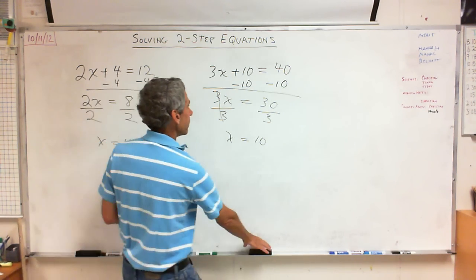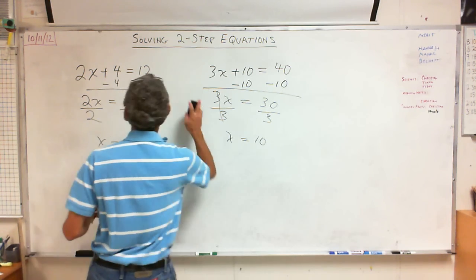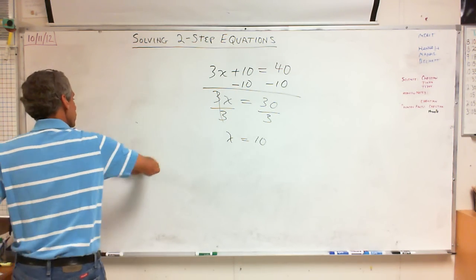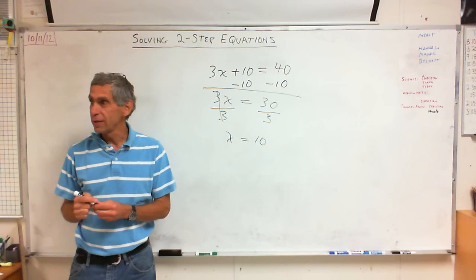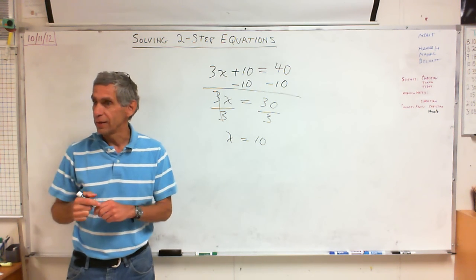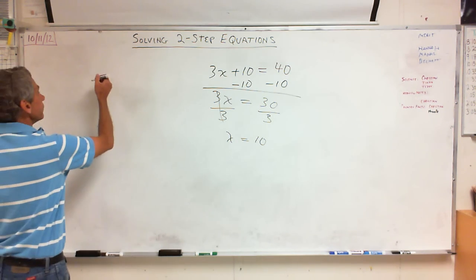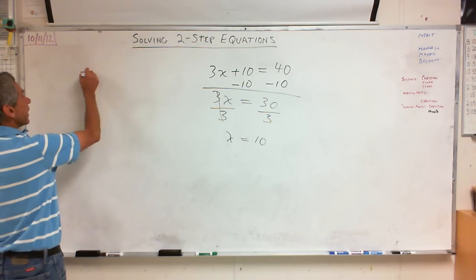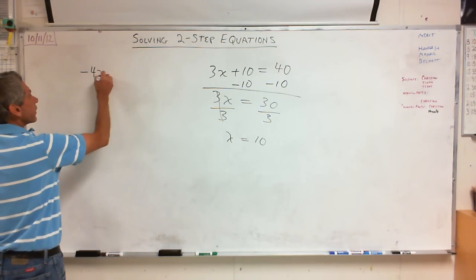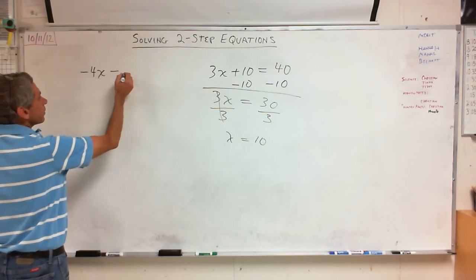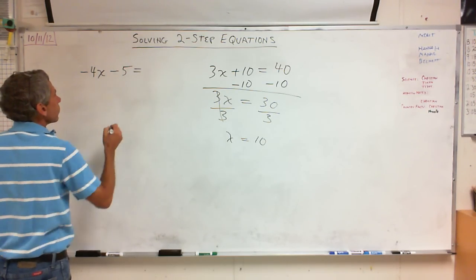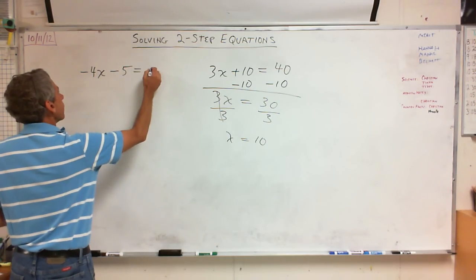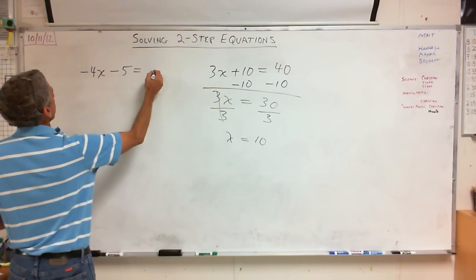Okay, well, I'll do another example. We'll just do a few examples just so that you guys really get it. And then I'm going to show you solving multi-step equations, right? All right, so how about negative 4x minus, I don't know, 5 equals, what do you think?